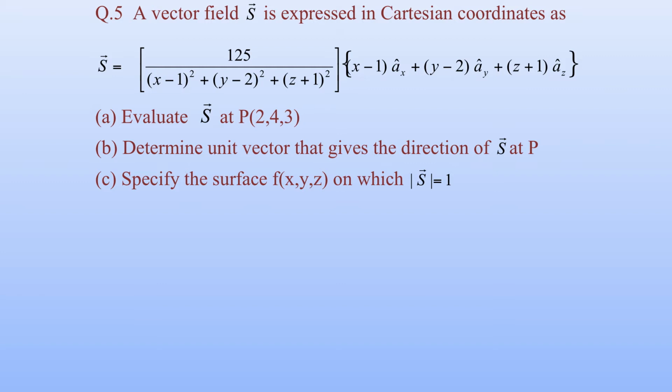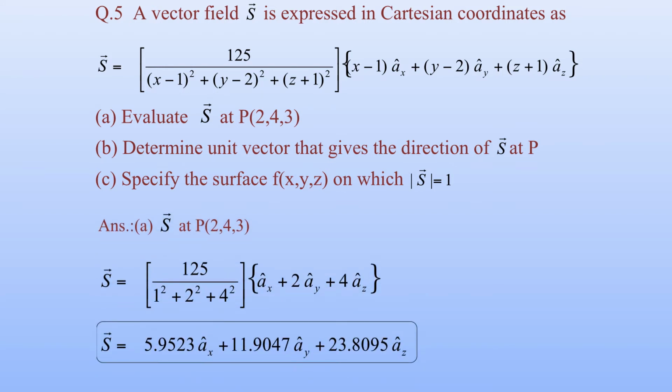First of all we have to evaluate this vector field S at the given point P having coordinates 2, 4 and 3. So let us see. For finding out this vector S at a given point, we have to substitute coordinates of point P, x equal to 2, y equal to 4 and z equal to 3, in the equation given for the general form of vector S. So we substitute the x, y and z coordinates instead of x, y, z in the given equation.